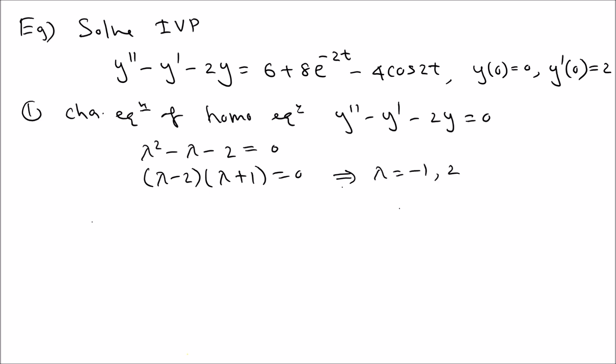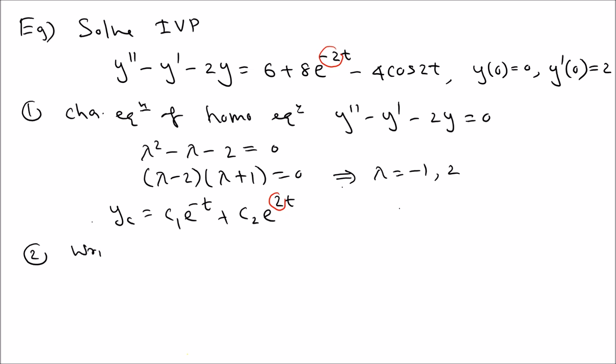So we're going to have the yc. So yc equals c1 e to the negative t plus C2 e to the 2t. Now you can see that the 2 and the 1 are different. So that means you don't need that extra t for this one. So we can write the yp. That's why we need to find yc first, to see whether that's the right form.